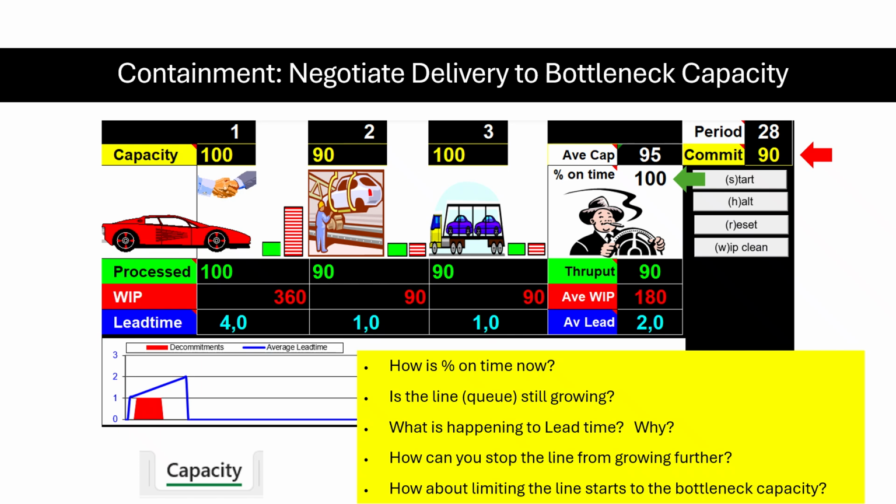Setup, continue from previous exercise. Press the Halt button. Change commit to 90, press Enter. Press the Start button. How is percent on time now? Is the line, queue, still growing? What is happening to lead time? Why? How can you stop the line from growing further? How about limiting the line starts to the bottleneck capacity?